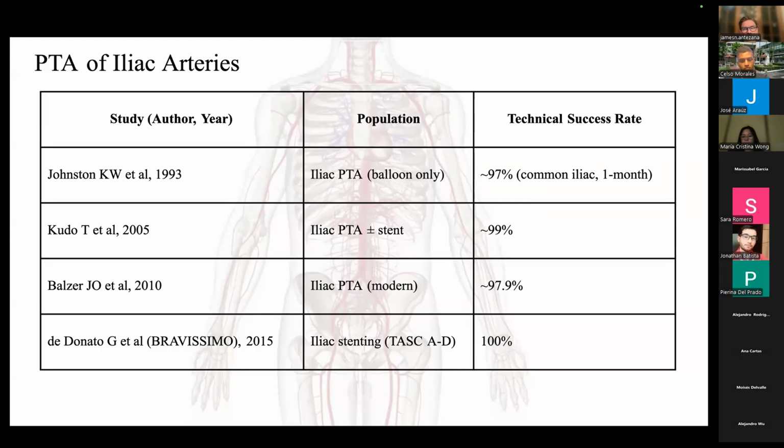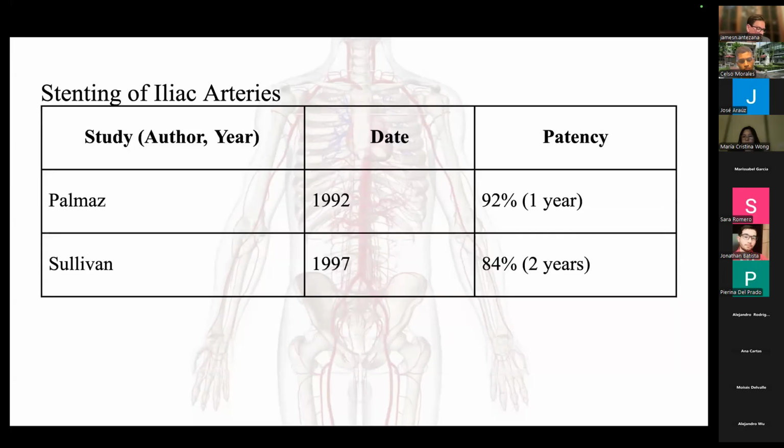Balloon angioplasty of iliac arteries alone has fallen out of favor because we prefer stenting these days. One month patency rates were high, but 2-year patency rates were extremely low. But if you put a stent in there, 99% patency rates at a month, 2-year patency rates of 70% and higher. So stenting of the iliacs and angioplasty are hand in hand. They go together. Palmaz and Sullivan did the studies of stenting of the iliac arteries, and both of them were pretty much consistent. Palmaz had a 92% 1-year patency rate, and Sullivan had an 84% 2-year patency rate.